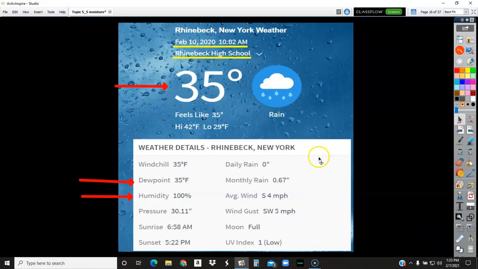This was a screenshot I took. This was last year. You can see the date. So we had a little rain on February 10th of 2020, 10 o'clock in the morning. We actually have a weather station on top of the high school. It's on top of the high school gym.